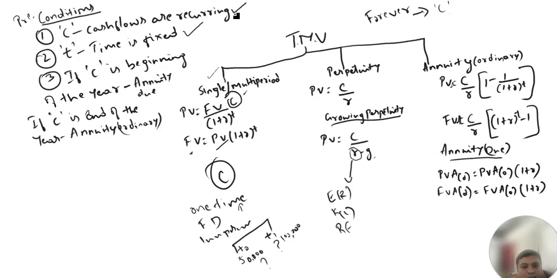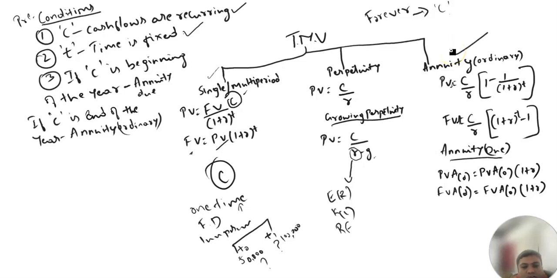So precondition one is that the cash flows are recurring and the time is fixed. Once these two are met, then straight away you can say that it is an annuity.